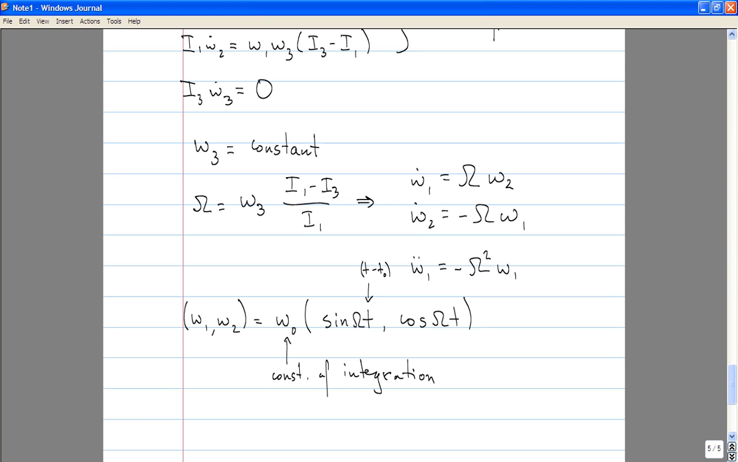Do you want to put it in? Let's put it in. Live dangerously. That's what I say. Oops. Boy, that's too dangerous. So sine omega t minus t naught, cosine omega t minus t naught.